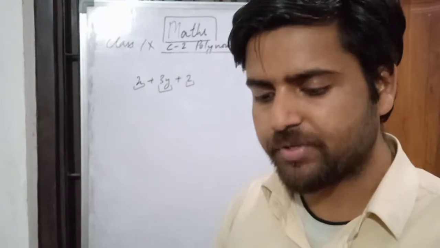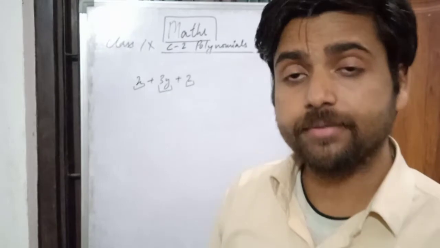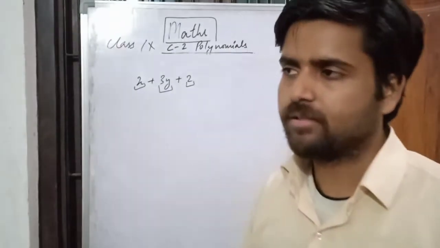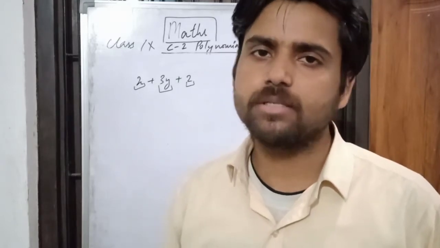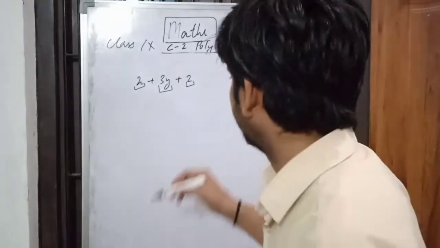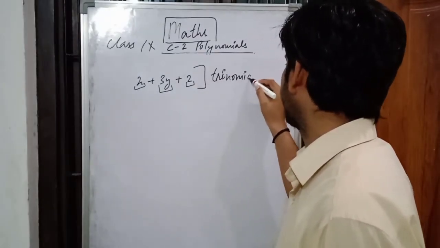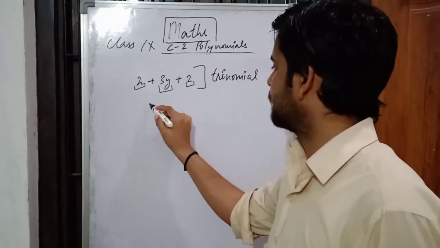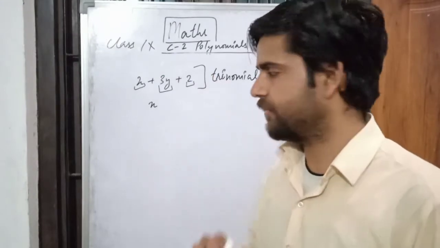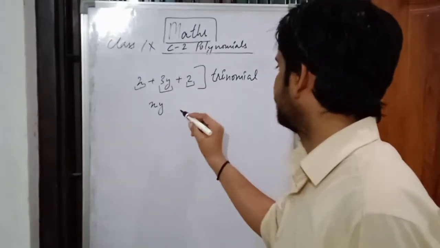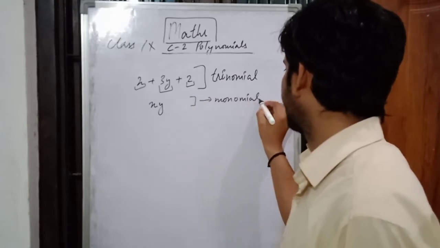So any algebraic expression which has 3 terms, what do we call that? We call it a trinomial. Any expression which has only a single term, we call it a monomial. So this will be a trinomial. Similarly, if you have a single term, let's say x, any other variable, but a single term should be there, or you can say xy. So this is your monomial, right?